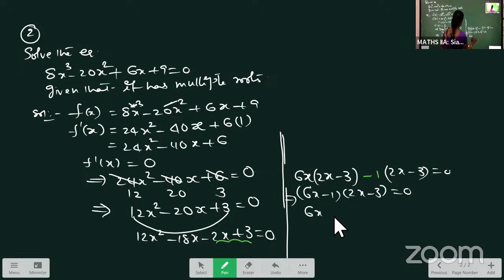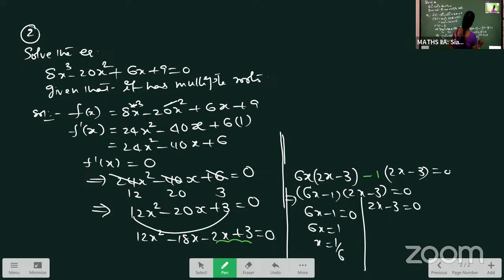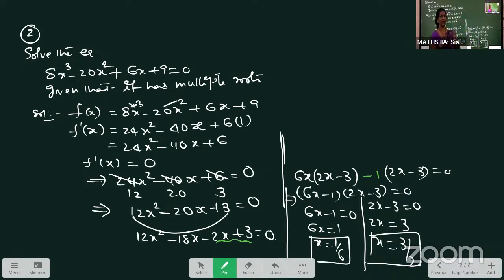Then 6x minus 1 is equal to 0, 6x is equal to 1, then x is equal to 1 by 6. Coming to this one, 2x minus 3 is equal to 0, 2x is equal to 3, then x is equal to 3 by 2. But of these two values, only one value is correct: x is equal to 3 by 2 or x is equal to 1 by 6. Generally, x is equal to 1 by 6, these fractional values will not be taken as alpha or beta or x values.